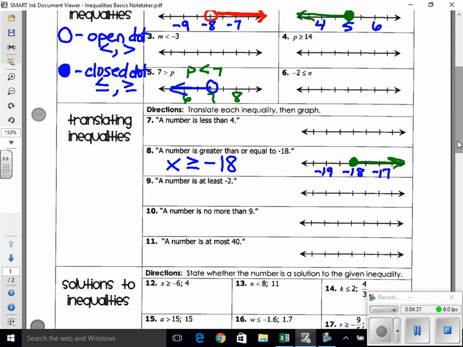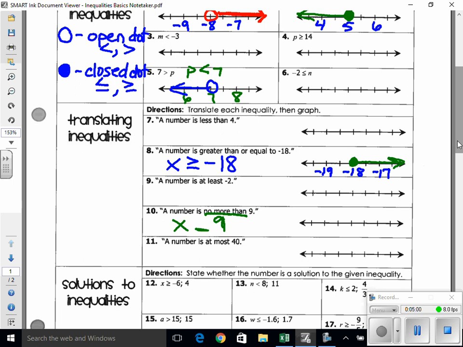All right, when you go to number 10, a number is no more than 9. Right, so you've got to be careful with the phrase, and you actually have to think about what it's asking you. A number, that's your variable x, and then we know we need the number 9 in here. So the trick is getting the symbol right. No more than means you cannot go over 9, but you could be equal to 9. So we need the equal bar.